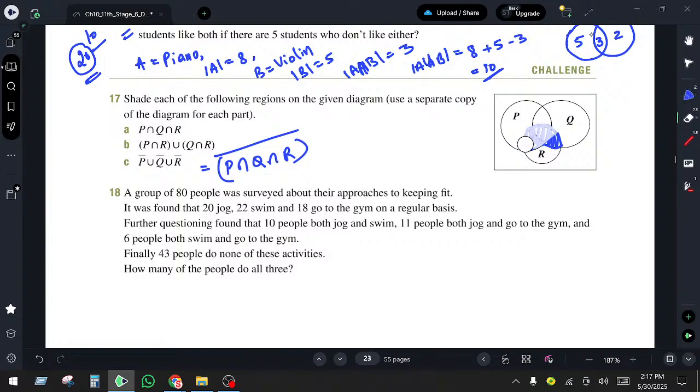What is this? This is a formula. Please remember. P complement union Q complement union R complement is equal to P intersection Q intersection R whole complement. When whole complement is there, when it comes to sets, intersection becomes union, union becomes intersection. So except this P intersection Q intersection R, you have all the rest of the portion. So this is your C part.